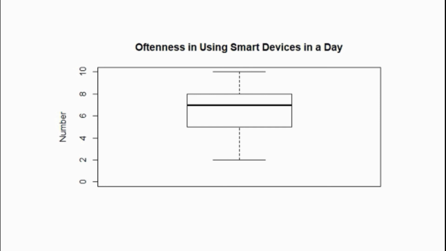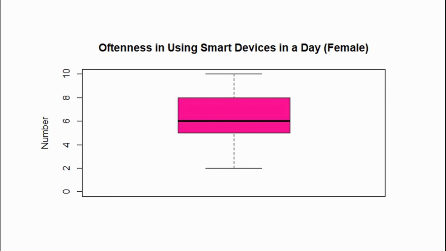Moving on, we also have a box plot for the oftenness of using smart devices in a day for only our female respondents. From here we can see that the third quartile is bigger than the first quartile, and this makes it a positively skewed box plot with a median of 6, which separates the first quartile and the third quartile again. Here we can also see that the upper whisker is 10 and the lower whisker is 2.